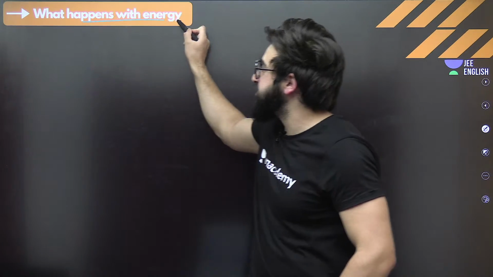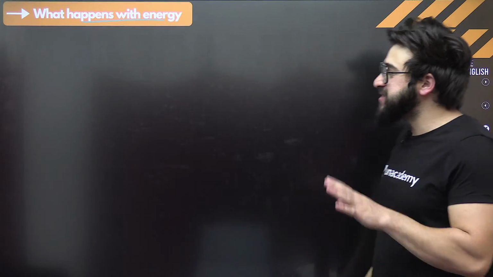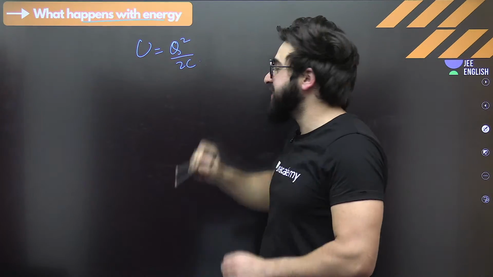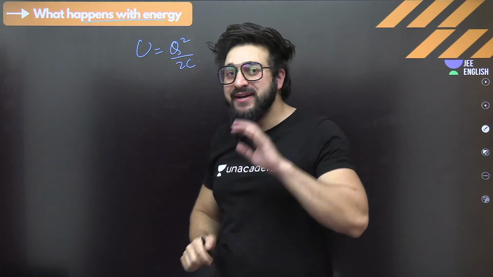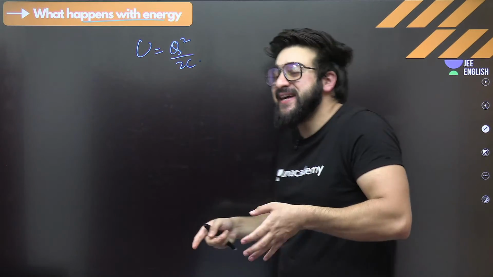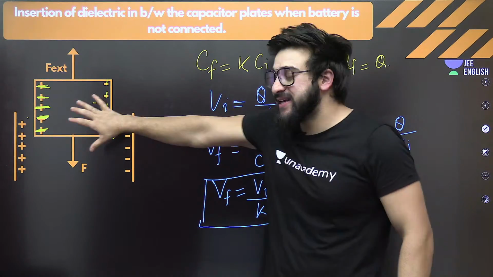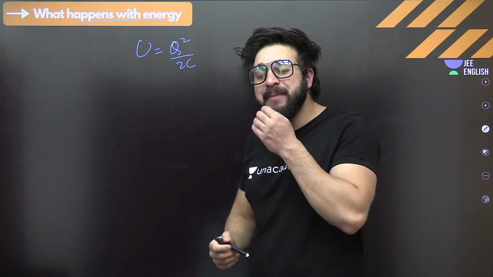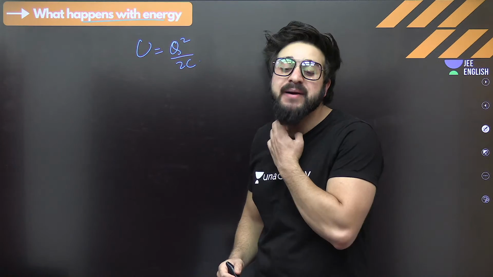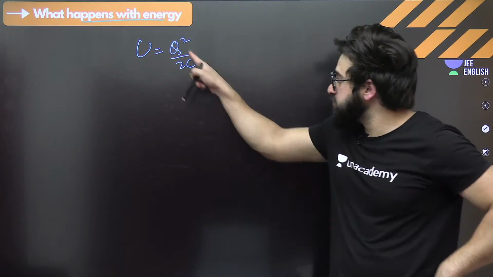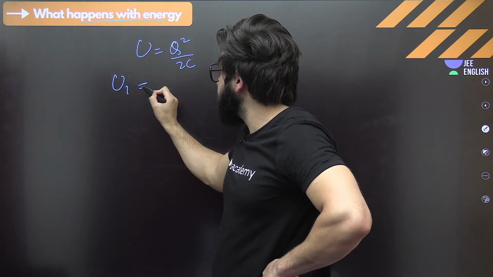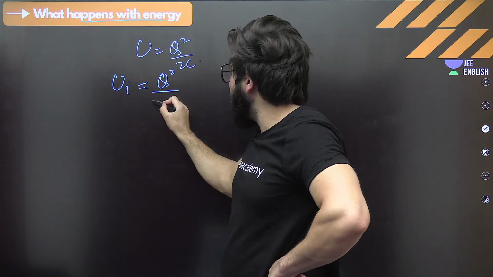Now what happens with the energy? Can you please tell me what happens with the energy? In the case of this parallel plate capacitor, energy is U equal to Q square by 2C. Initially, before placing the dielectric, what is the capacitance? Initially the potential energy Ui is nothing but Q square upon 2Ci.